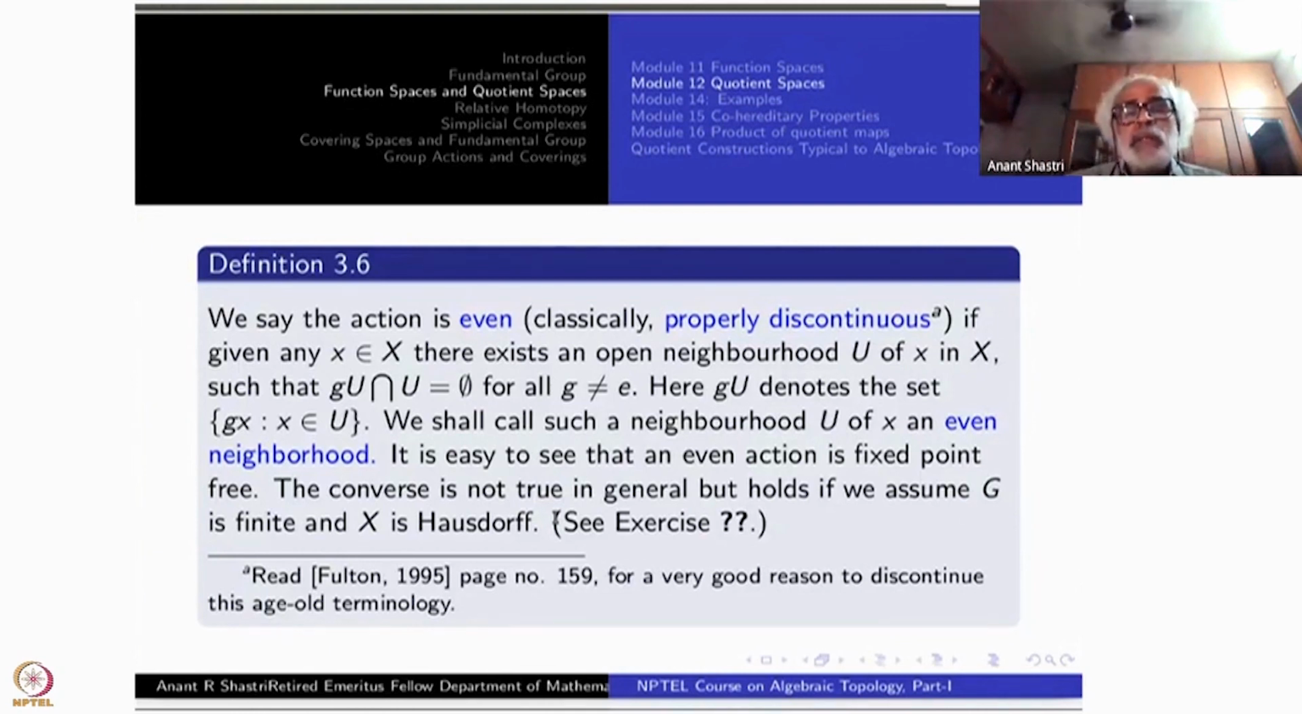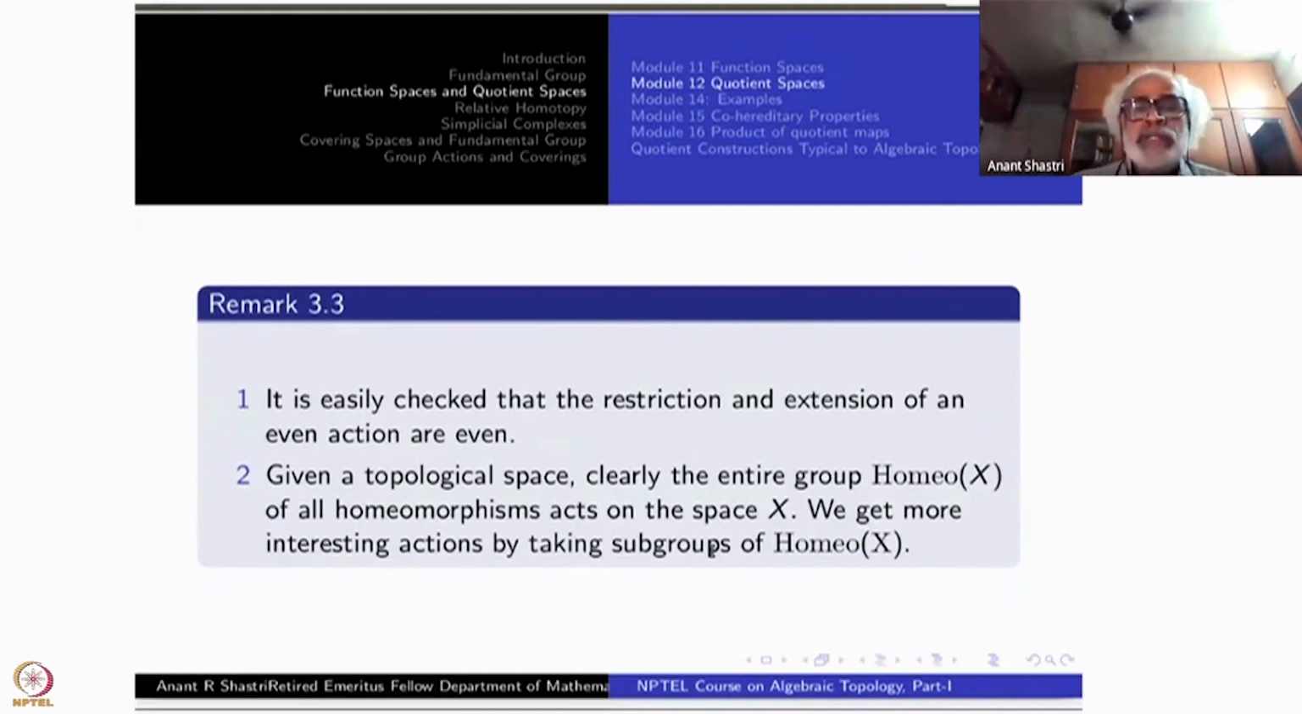It is easy to see that an even action is fixed point free. That is what I told you. The converse is not true in general, but of course it is true if we assume G is finite and X is Hausdorff. Now you start doing topology. So this is an easy exercise; I will leave it as an exercise. Easily check that restriction and extension of an even action are even.